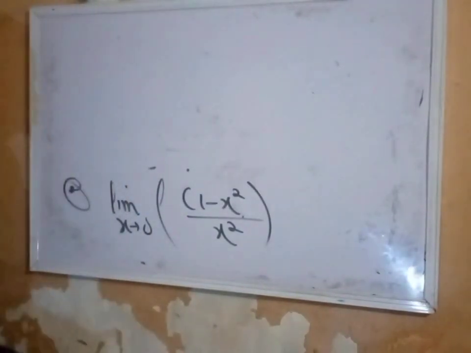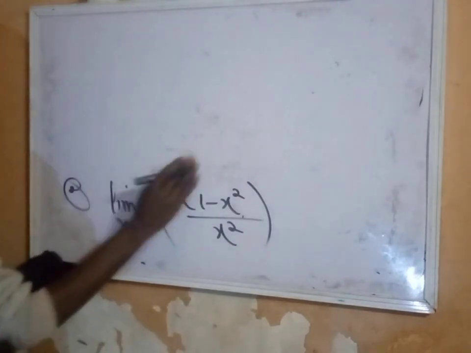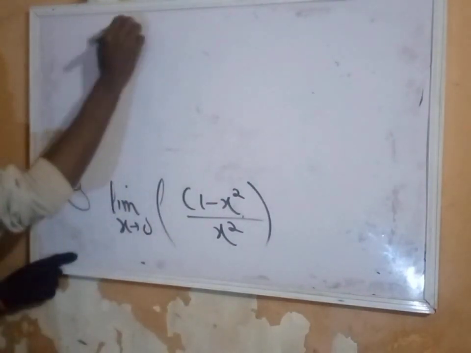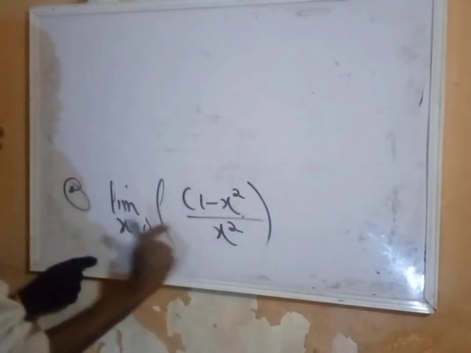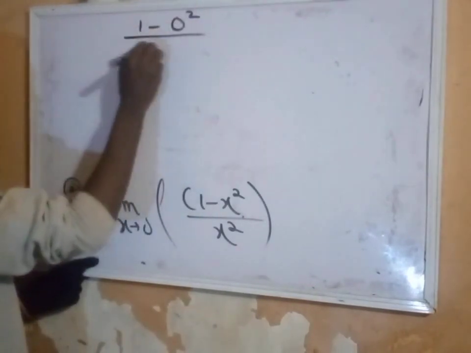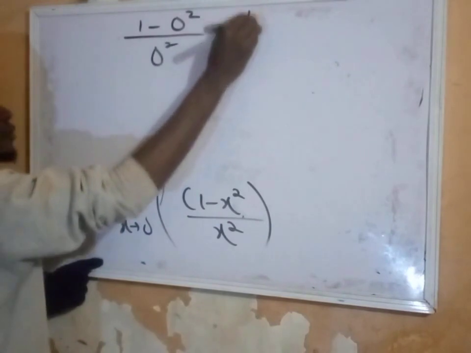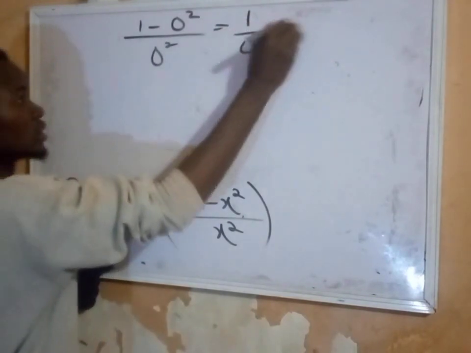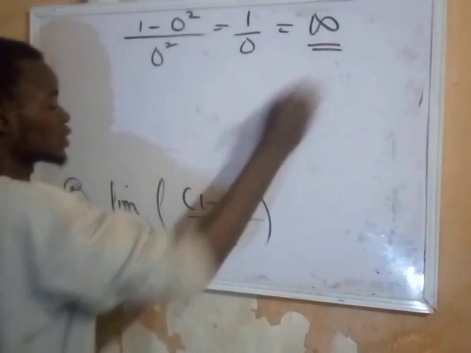So the first thing I'm going to do is insert the value of the limit. If you insert the value of the limit, as x tends to 0, we have 1 minus 0 squared divided by 0 squared. Here we have 1 divided by 0, that is undefined as well.